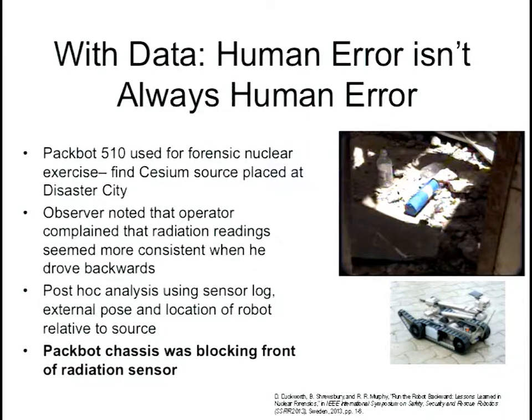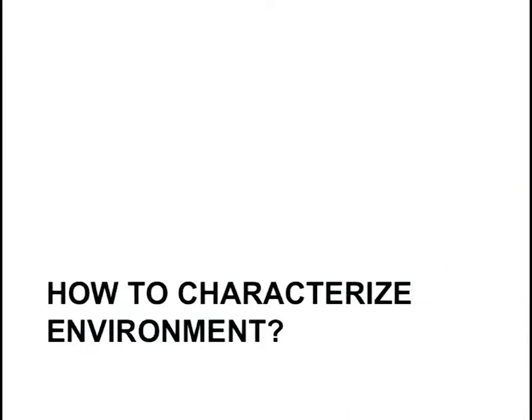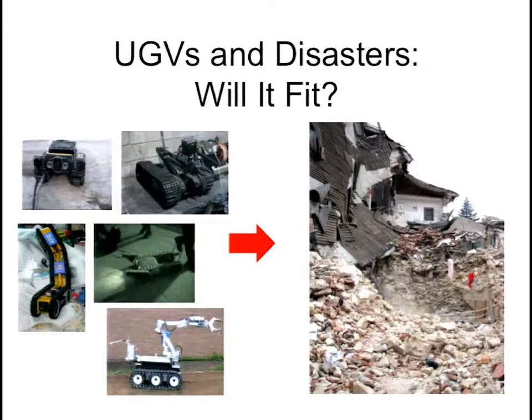So let's talk about how to characterize the environment. Human data is useful for design, but understanding the environment and trying to compare. For me, the motivation is something like we've got UGVs in disasters. Out of all of these different ones, this one's about the size of a shoebox, this one is about the size of a golf cart. How do you know which one's going to fit? How do you compare performance? What is the apples and oranges here?